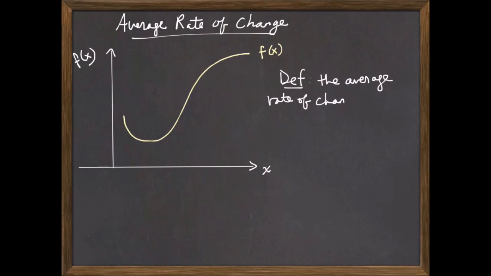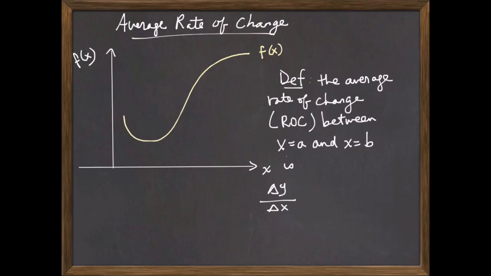We say that the average rate of change, also known as ROC, between x equals a and x equals b to be the change in y over the change in x. Well, what does that mean? If we label the point x equals a on the graph here, it corresponds to this point on the curve, which has the coordinate a, f of a being its y value on the vertical axis.